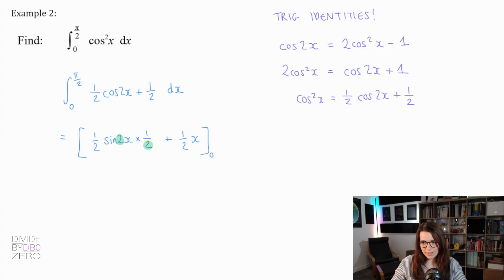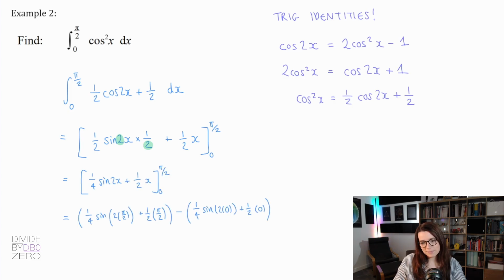And then we're going to apply our limits. And before you do the limits, you might want to tidy up slightly. So a quarter sine 2x plus a half x with the limits, and then substitute the limits in. When you evaluate these brackets, you get pi over 4 for the first one and 0 for the second one. So overall, we're going to end up with pi over 4 for our final answer.